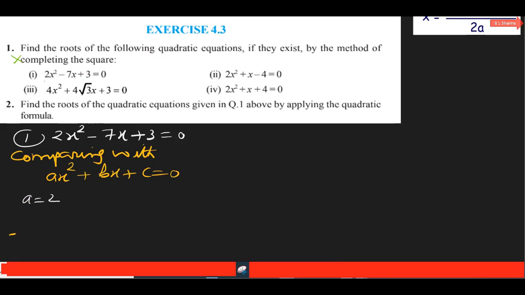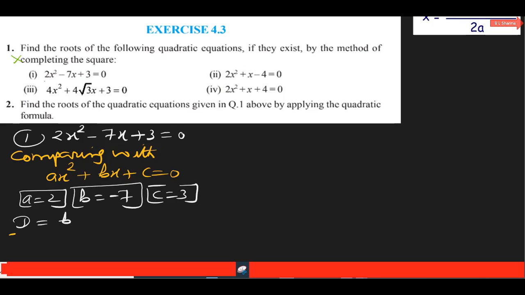We have a is 2, b is minus 7, and c is 3. Then we find out the discriminant, that is b square minus 4ac. So minus 7 whole square minus 4 into 2 into 3, that is 49 minus 24, that is 25.